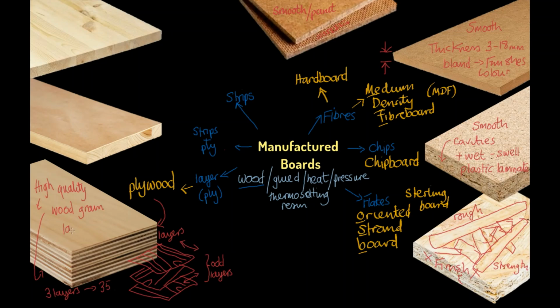And also the layers that we see create a nice feature, and when they're cleaned up and varnished, these can look really good. Plywood will also come in a whole range of thicknesses, and again, common ones in school are 3 to 18 millimeters. Moving on here to the strips and ply, we've got a material here which is called blockboard.